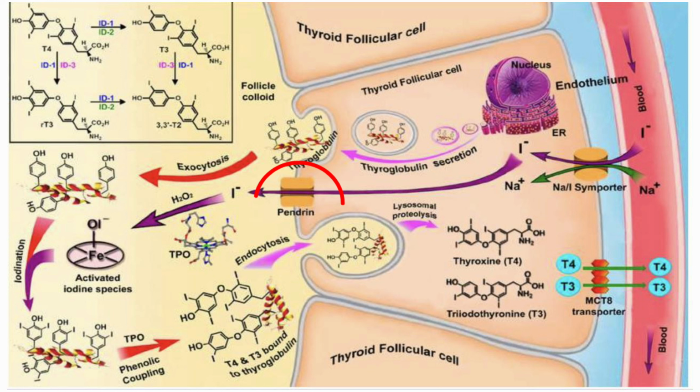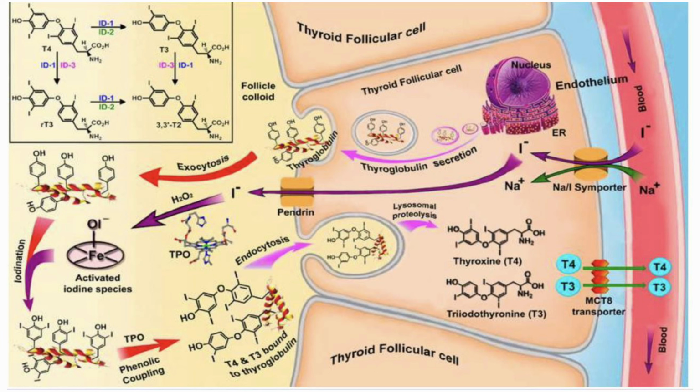There is an enzyme named thyroid peroxidase present in the colloid. As the iodide enters the colloid, this enzyme oxidizes iodide to iodine. After oxidizing iodide, this enzyme also helps in iodination of tyrosine. Tyrosine is the amino acid present in thyroglobulin.